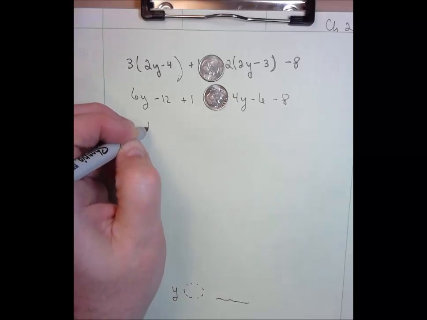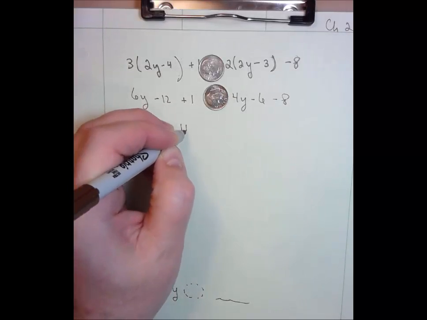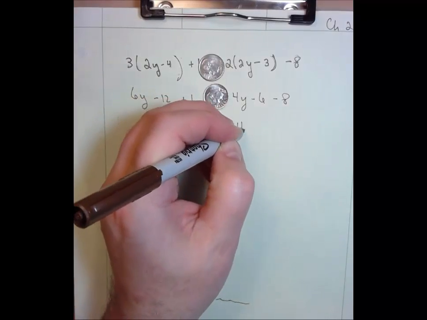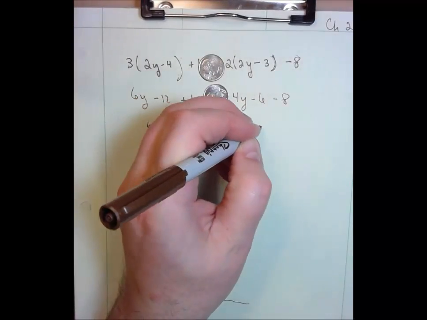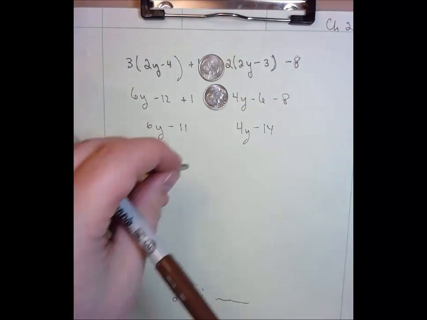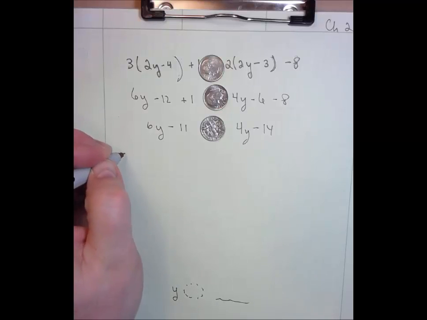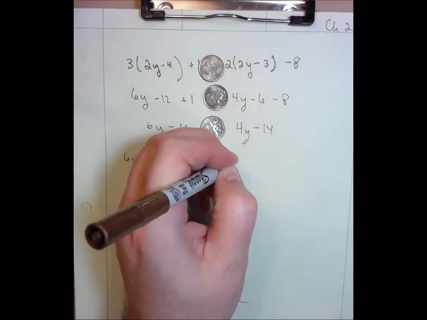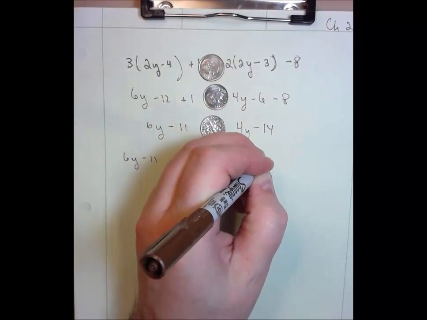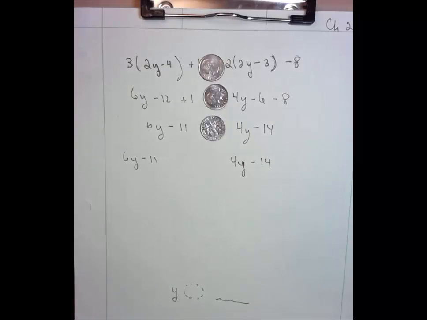Simplifying a little bit, this becomes 6y minus 12 plus 1, which is minus 11. Over here, 4y, and the constants combine to become minus 14. And again, a mystery symbol in between. Now we need to collect the variable terms together and the constants together. Typically, variables go to the left and constants go to the right. So I'm going to rewrite this expression, leaving a little space on both sides for manipulations, and I'm going to do two steps at once, because we're good at this now.